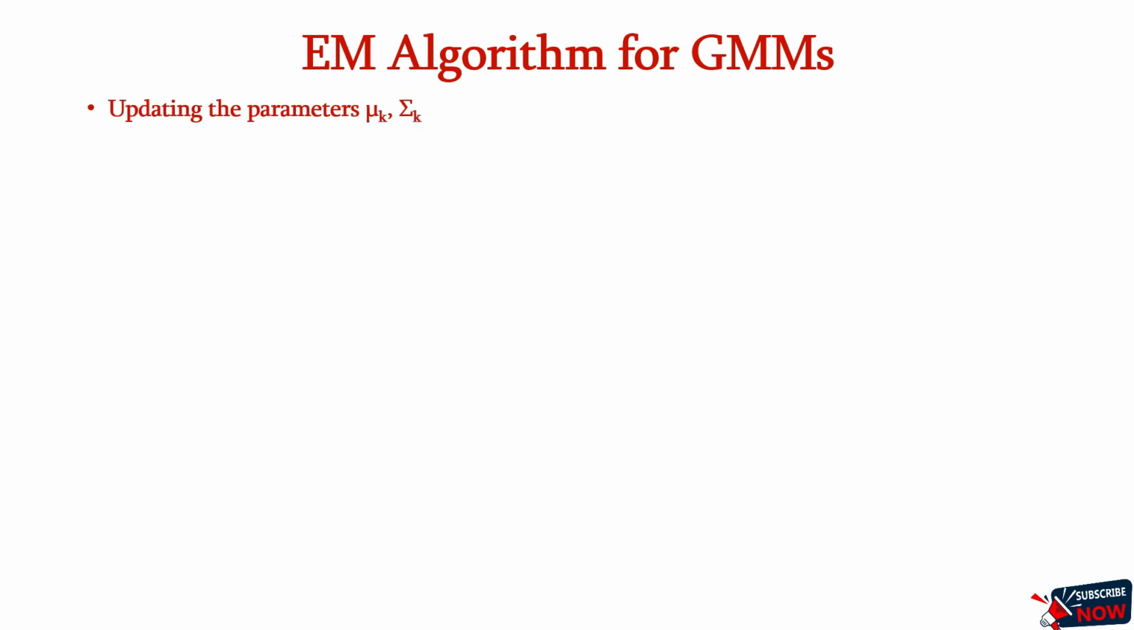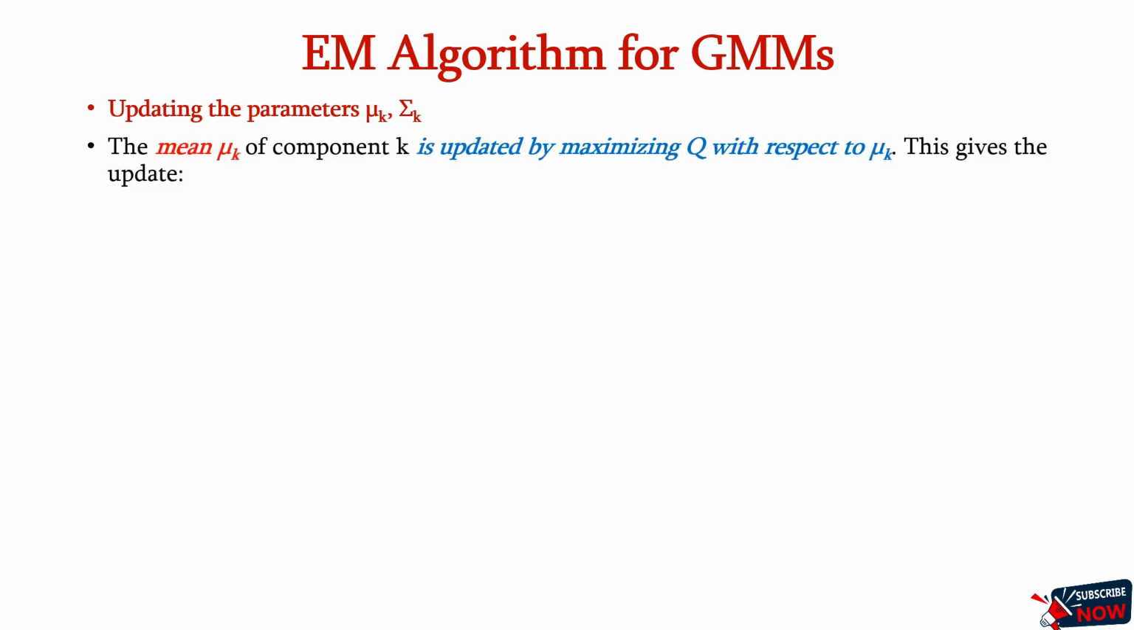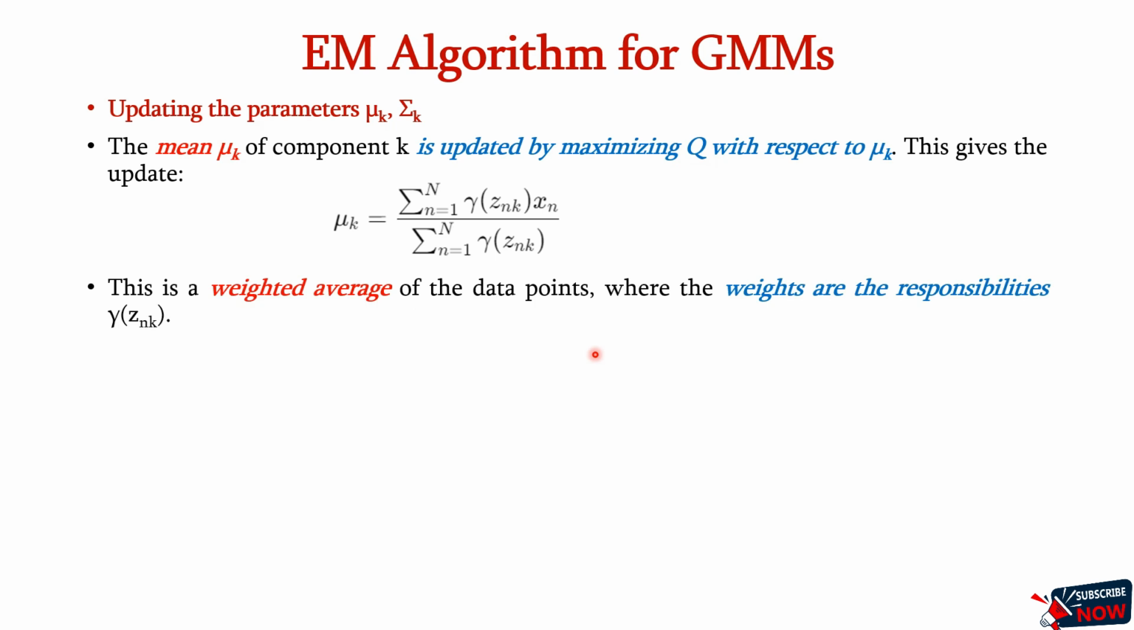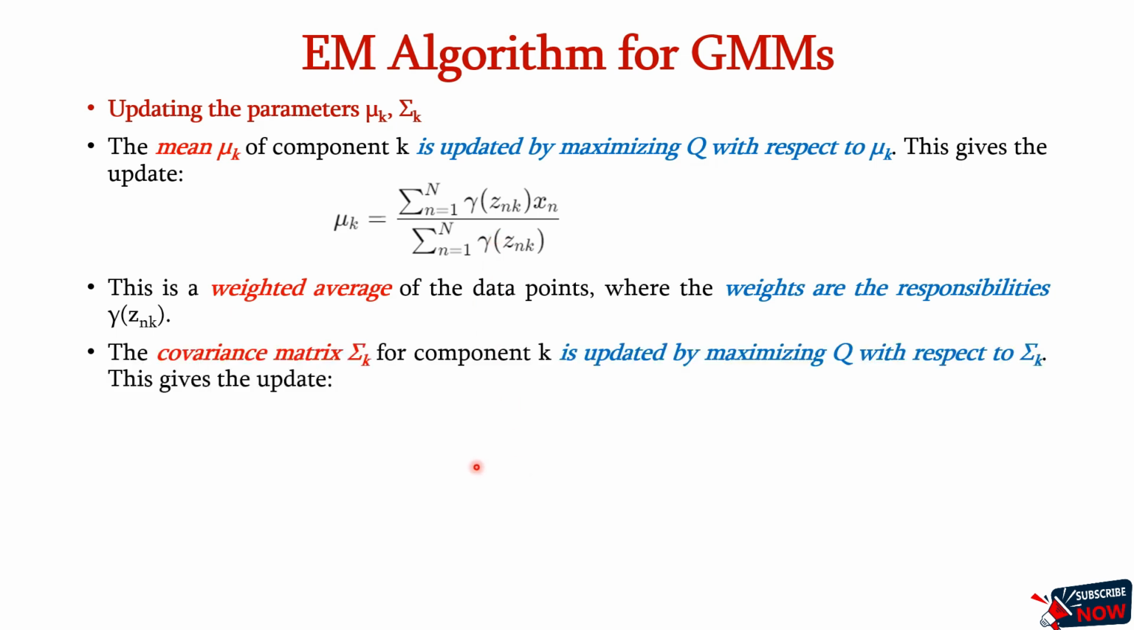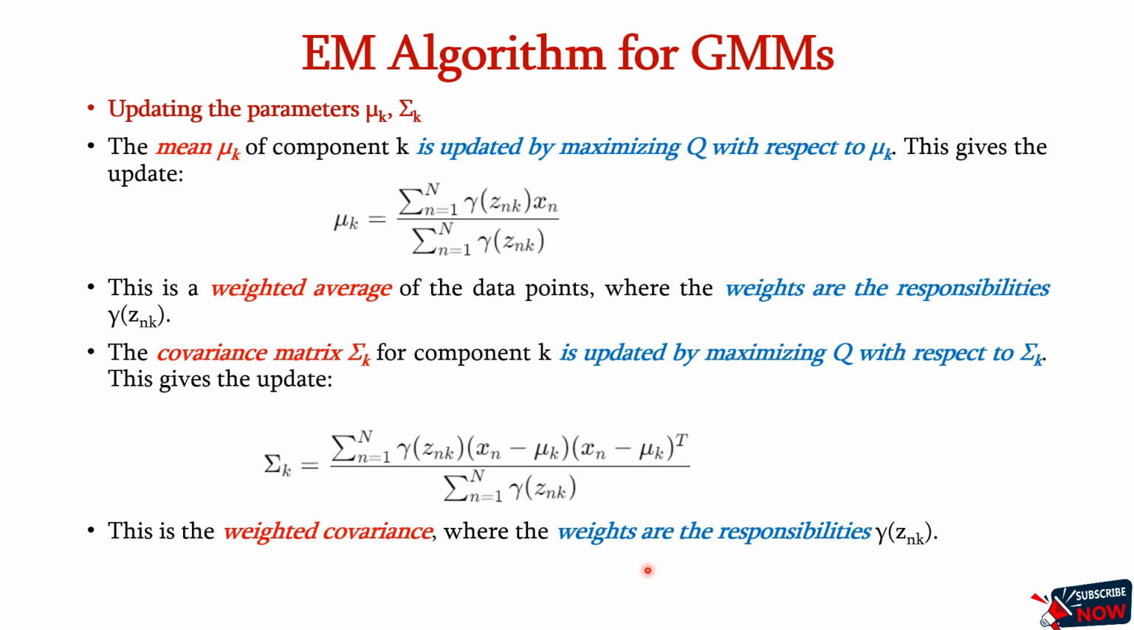Next, let us update the parameters mu k and sigma k. The mean mu k of the component k is updated by maximizing q with respect to mu k. This gives the update mu k is equal to summation of n equal to 1 to N gamma of z n k into x n divided by summation of n equal to 1 to N gamma of z n k. Here, this is the weighted average of the data points where the weights are nothing but the responsibilities gamma of z n k. Similarly, we can update the covariance matrix sigma k as shown here. So we replace the x n with x n minus mu k into x n minus mu k transpose. This is the weighted covariance where the weights are the responsibilities gamma of z n k.